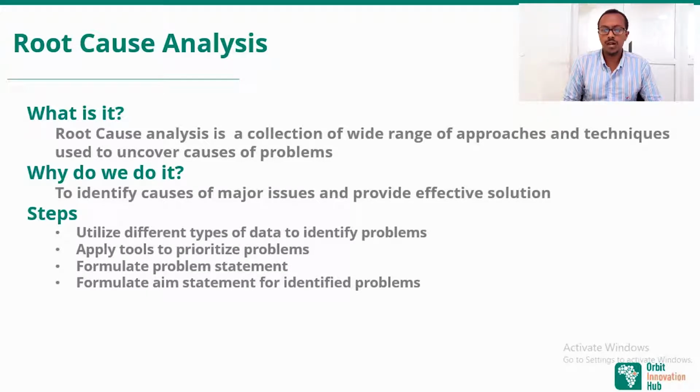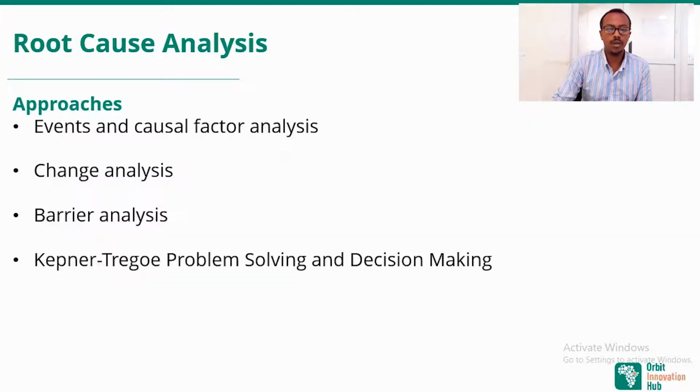What are the steps to do root cause analysis? Depending on the approach, there are different types of steps, but to summarize overall, we first utilize different types of data to identify the specific problem. In that, we try to find objective measurements that define the problem, and then we apply tools to prioritize the problem. In most cases, the root causes of a problem can be potentially many, so we need to prioritize which come first and which come last. And we formulate the problem statement and an aim statement, as in what we envision for the problem to be solved, and then we continue accordingly.